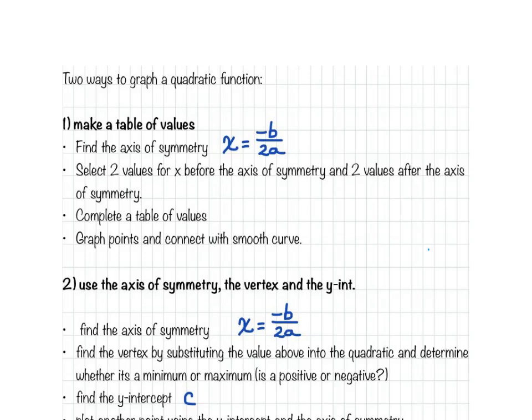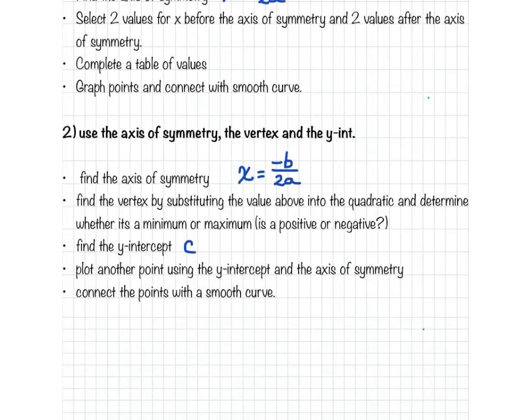I will teach you two ways to graph a quadratic function. The first is to make a table of values. So the first thing you need to do if you're going to graph by making a table of values is find the axis of symmetry using the formula x equals negative b over 2a. Select two values for x before the axis of symmetry and two values after the axis of symmetry. Complete a table of values, graph the points, and connect with a smooth curve. So that would be one way that you can graph quadratic functions, and we will practice that method in a little bit.